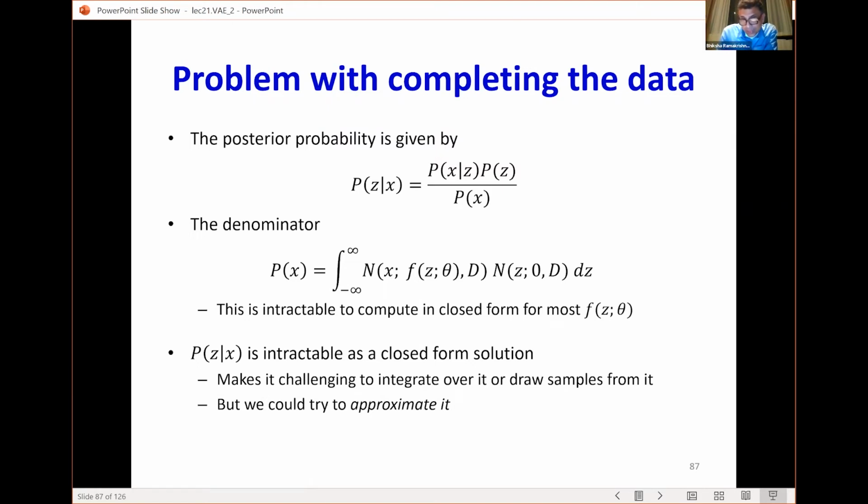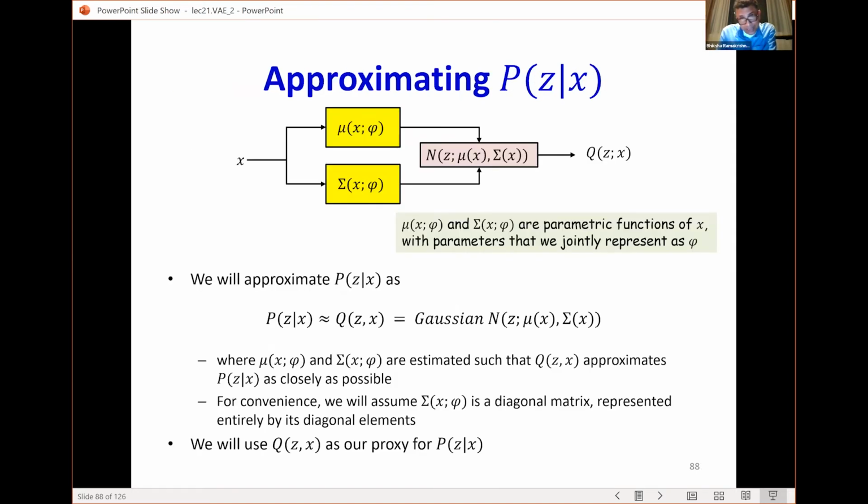So how do you generate samples from P of Z given X? You don't, right? What we will do is to try to approximate P of Z given X. Now remember, when I was speaking of EM yesterday, or even earlier today, I said that when you don't have P of Z given X, if you come up with an approximation that's close enough to it, it still works, right? And so we're going to try to approximate P of Z given X, and specifically, we are going to approximate P of Z given X by a Gaussian whose mean is a function of X and whose variance is also a function of X.